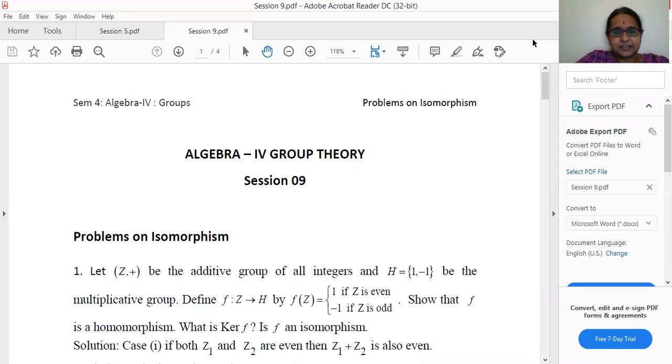This session deals with the problems on isomorphism. So, what is isomorphism? A homomorphism which is one to one and onto is an isomorphism. So, what is a homomorphism?